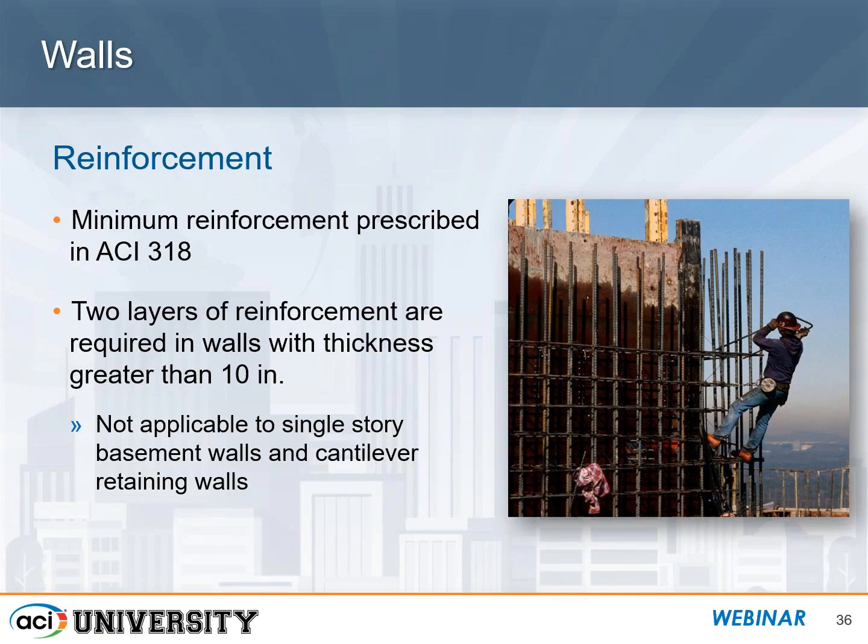There is, as we well know, minimum reinforcement prescribed in 318 for both the longitudinal and the transverse reinforcement. For walls that are greater than 10 inches in thickness, you're required to provide 2 layers of such reinforcement. But this is not applicable to basement walls that are single story and cantilever retaining walls. But for a typical building structure, which is not a single story basement wall, you must provide 2 layers of reinforcement in that wall if it's greater than 10 inches in thickness.